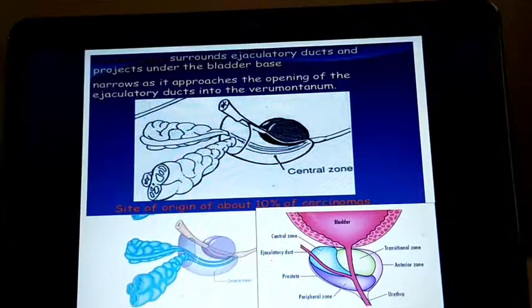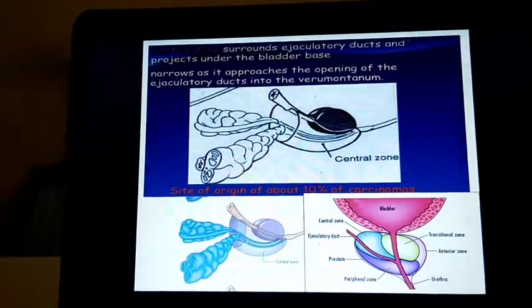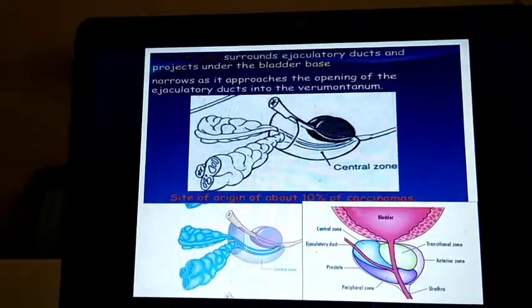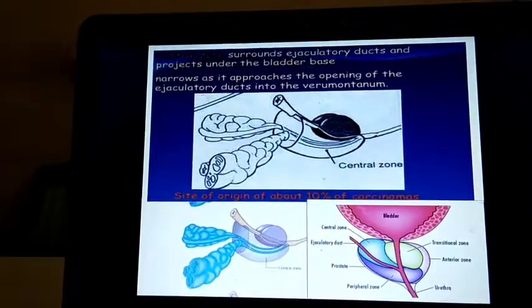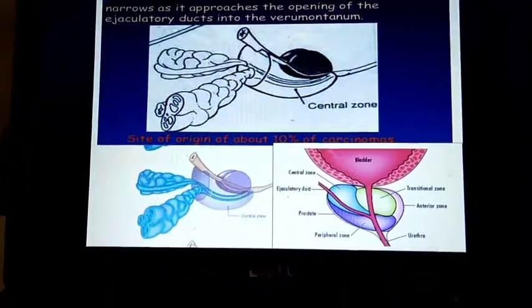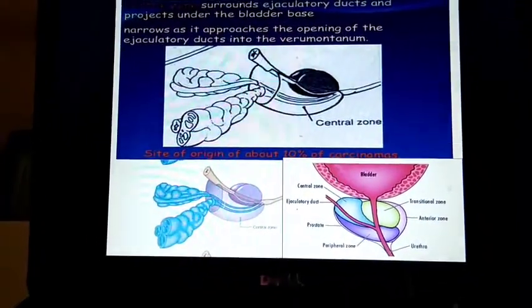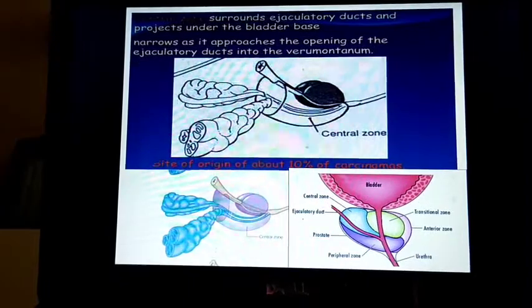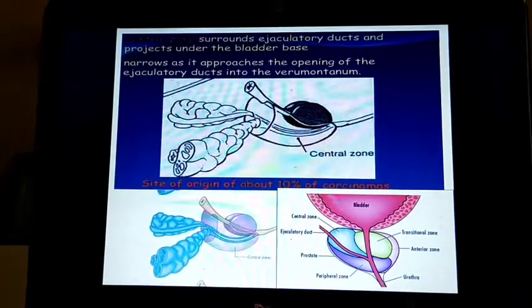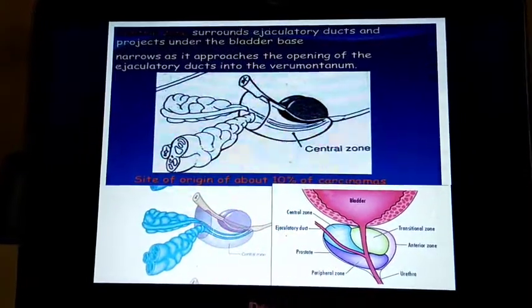The central zone mainly contains the ejaculatory ducts. It surrounds the ejaculatory ducts and projects under the bladder base, and narrows as it approaches the opening of the ejaculatory ducts into the verumontanum.